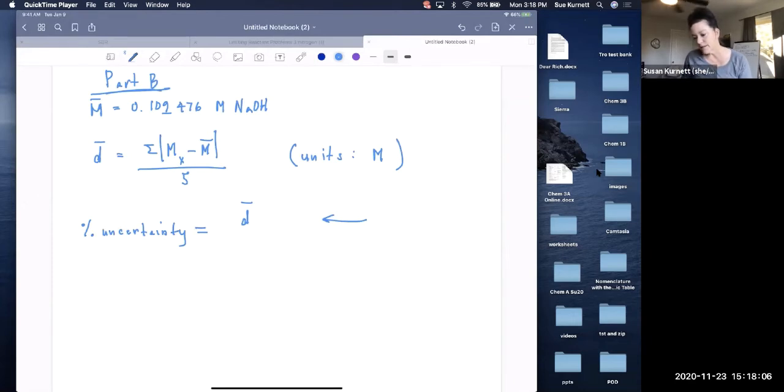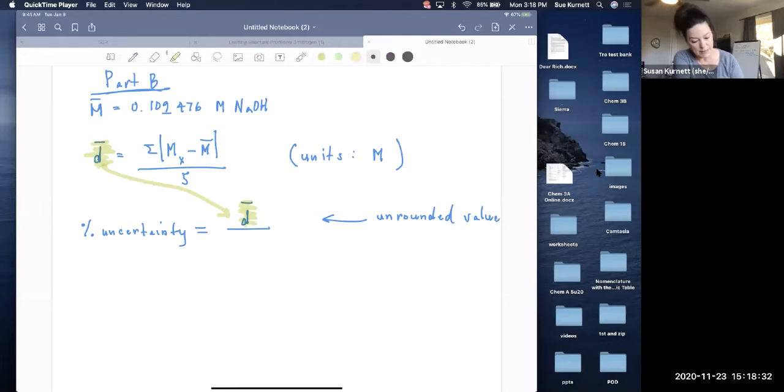Okay, so in part C, for example, the mean deviation has 2 sig figs, and it should. But when I take it and move forward with it, I'm going to use the unrounded value because I don't want to have rounding error. So I'm going to take whatever this deviation was here and use it there. And then whatever this molarity was here and use it here. Unrounded times 100%. And that's a percent uncertainty.